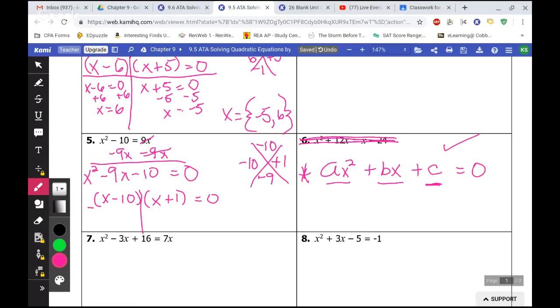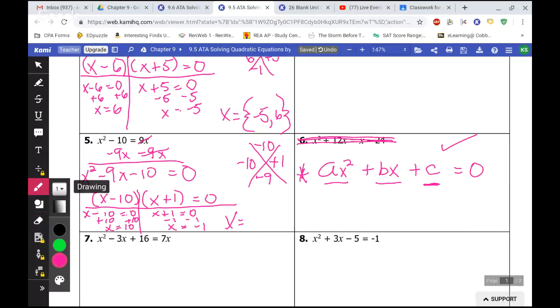So now I'll set each of my little factors equal to 0 and solve for x. Once again, these are just very simple pre-algebra types of problems. And I have a solution set of -1, 10.